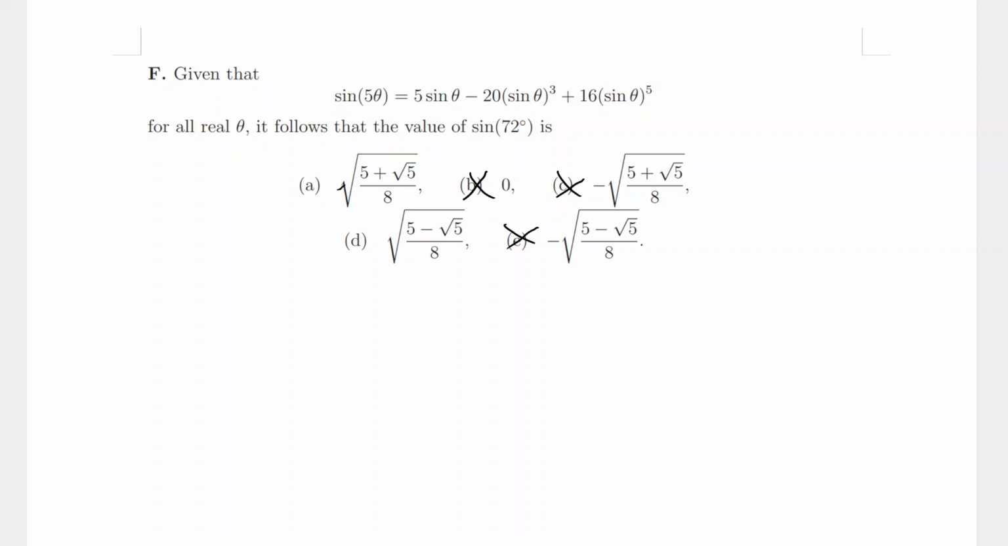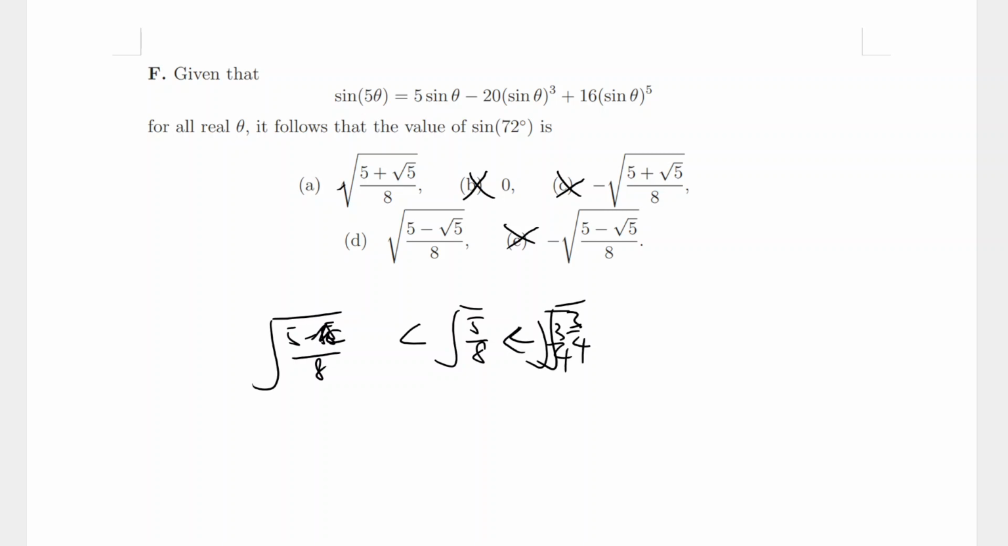But then the thing is, I can make a very loose upper bound for D. So I could bound above by, say, 5/8. That works, right? But this is less than 5/8. The option D is less than 5/8, because I just got rid of the root 5 essentially. And this is less than square root 3/4.